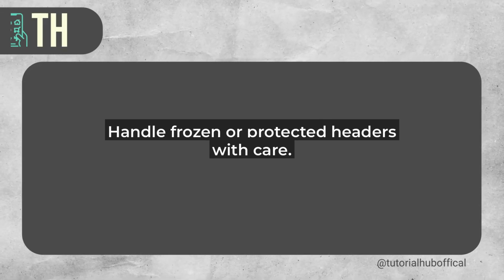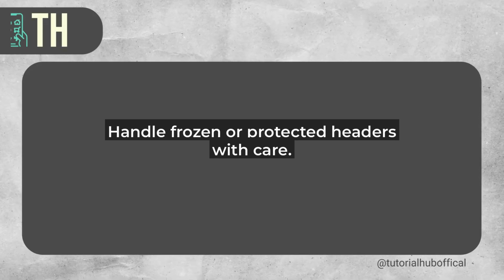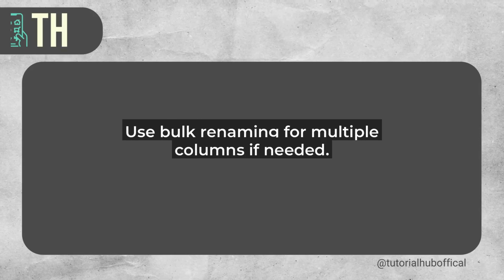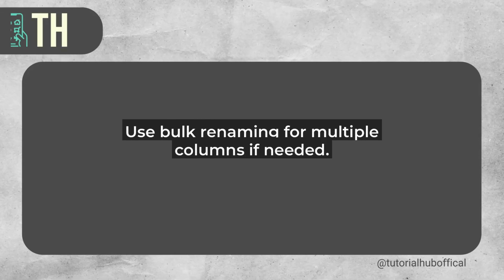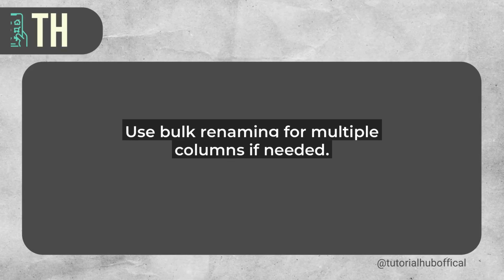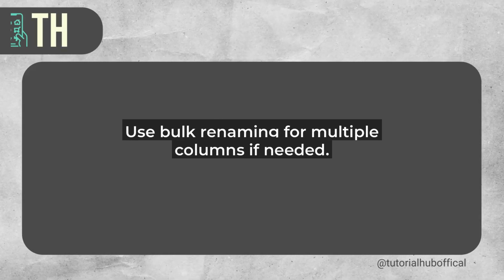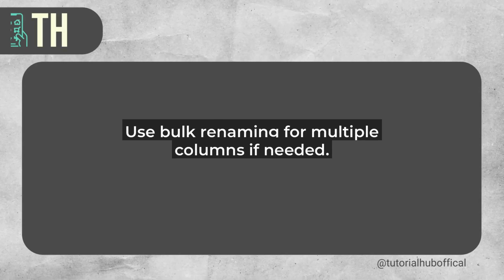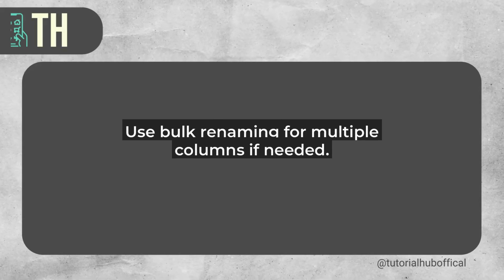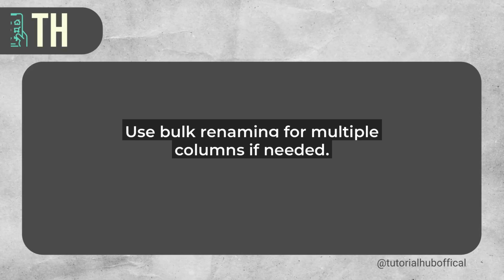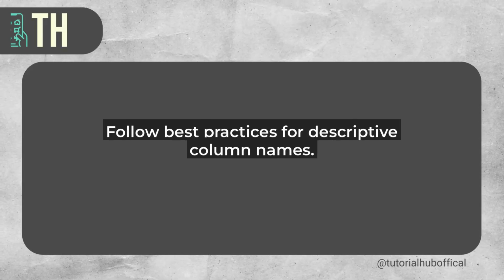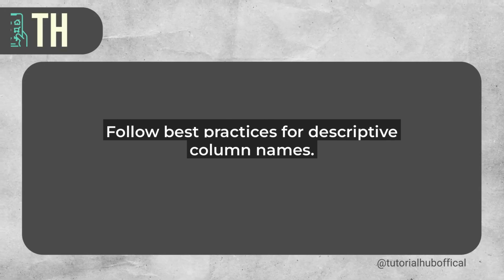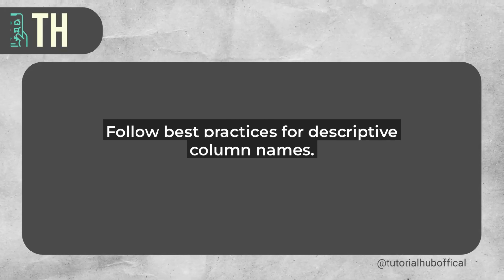But wait, there's more. If you're dealing with frozen headers or protected sheets, make sure you're not in edit mode for protected cells. Google Sheets 2025 version also allows bulk renaming if you have multiple columns. Select the range of header cells, right-click, and choose Edit, or use the formula bar for advanced tweaks. A quick tip: always use descriptive names to keep your data organized and avoid confusion, especially in shared documents. This can save you tons of time during collaborations.